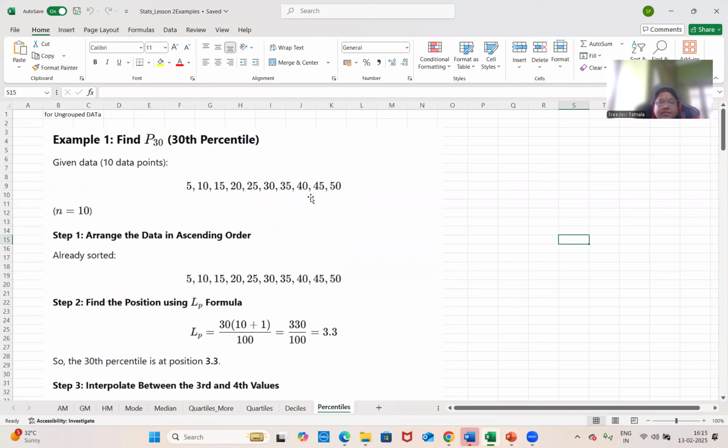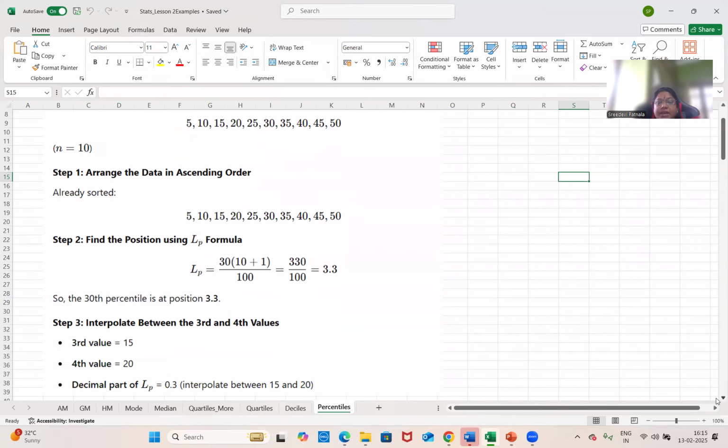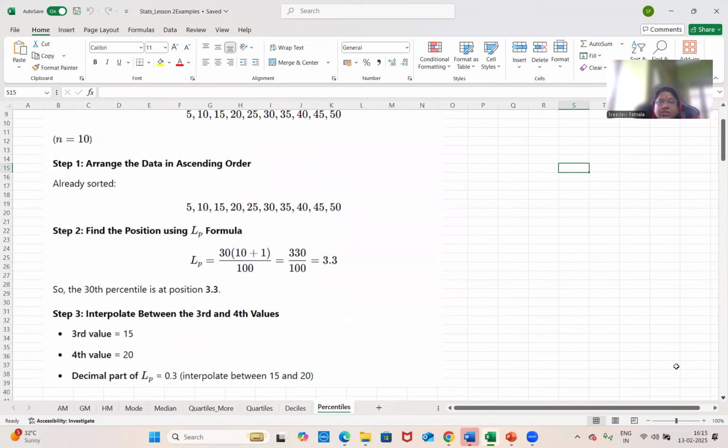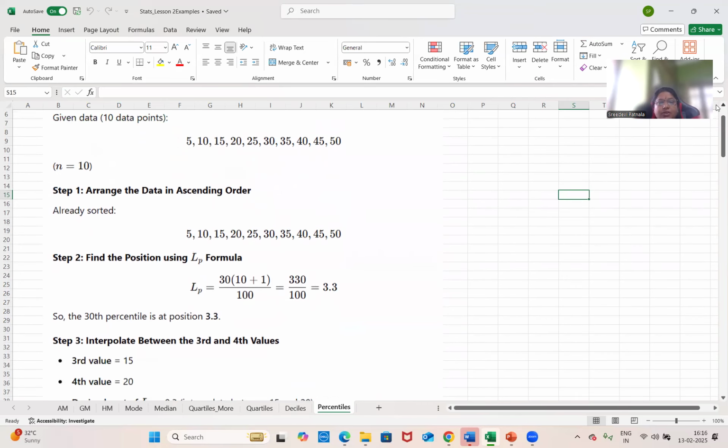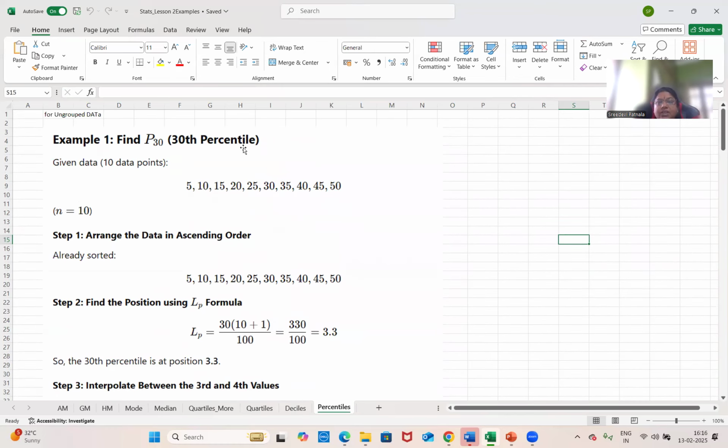Again, the data set is given where n value is 10. Generally, the values are in ascending order. In case they are not, put them in ascending order. Our formula for the percentile is LP equals P into (n plus 1) by 100, which we have done in your previous classes for ungrouped data. Here it is asking for the 30th percentile, so P becomes 30.